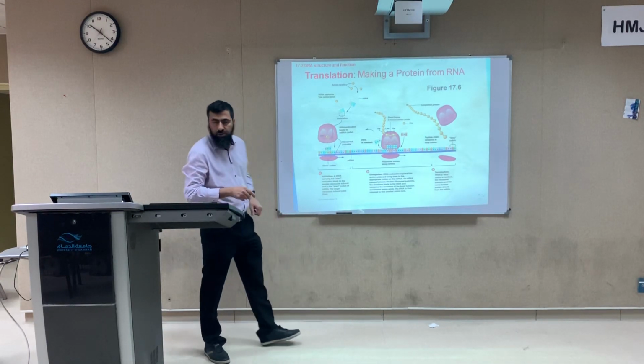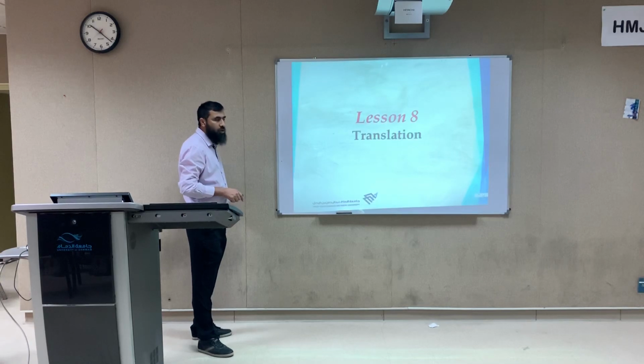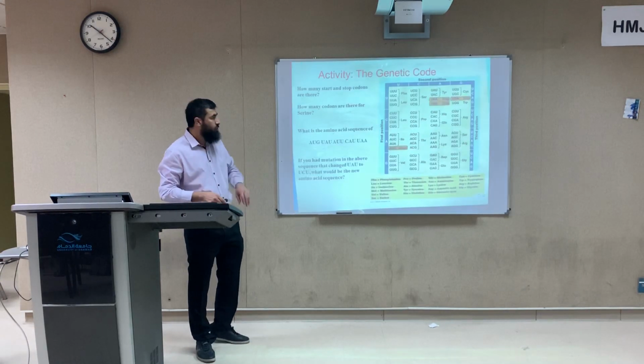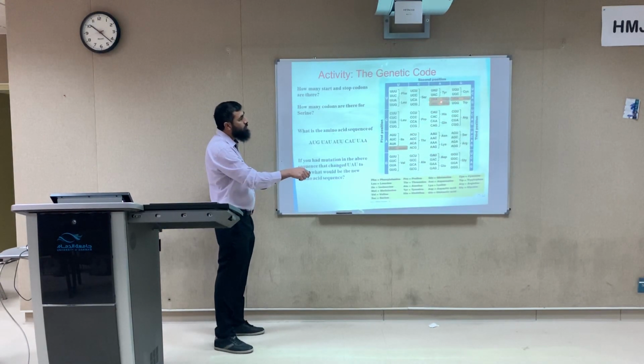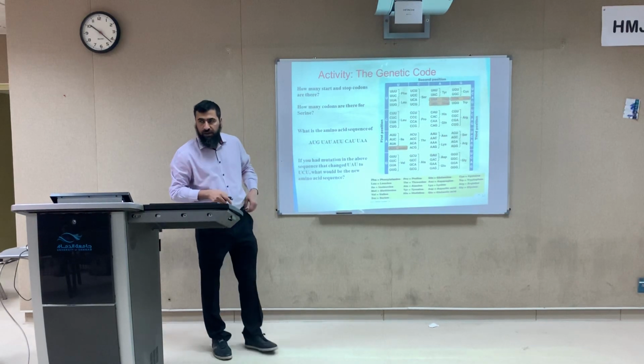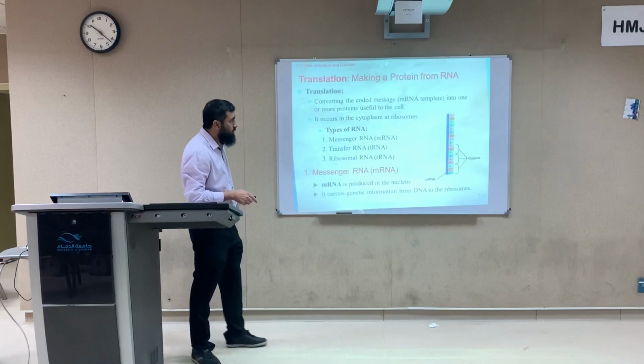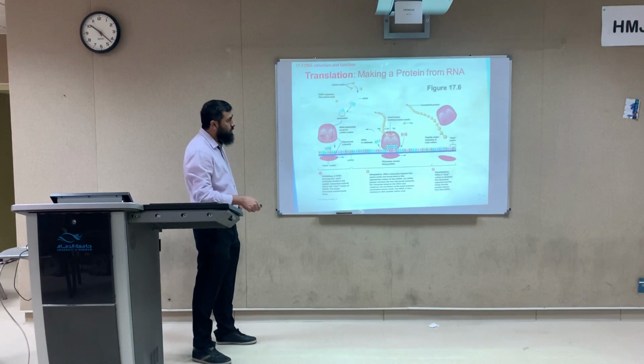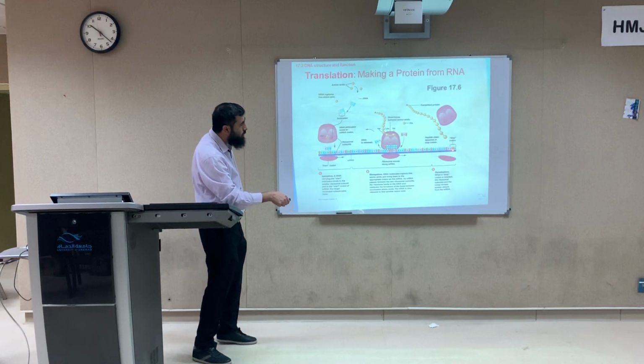Remember the stop codons? How many stop codons are there? Three stop codons. You see this table? We have 1, 2, 3 stop codons. If the ribosome hits any one of these, it will signal termination, okay? So in this particular sequence, we have a stop codon here, UGA, which is the stop.